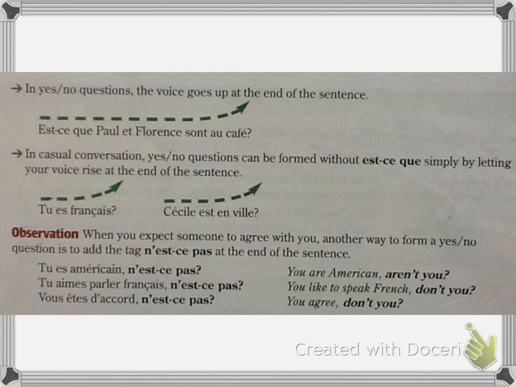In yes-no questions, the voice goes up at the end of the sentence. Est-ce que Paul et Florence sont au café? In casual conversations, yes or no questions can be formed without est-ce que, simply by letting your voice rise at the end of the sentence. That was our second way that we talked about, okay? Tu es français? Cécile est en ville? But again, if you forget to raise your voice, you don't know that this is a question. So again, this is our best way, and this is the way that you should be asking questions, with est-ce que at the beginning.